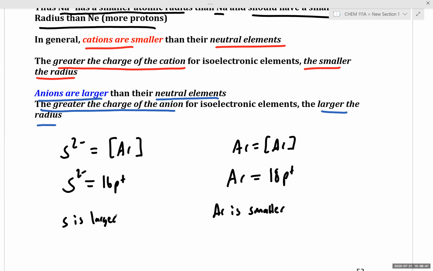Does this make sense to everyone? Yeah, so sulfur has a larger atomic radius because it has less protons. And S2 minus has a larger ionic radius, a larger radius overall than argon because S2 minus has less protons relative to its electrons. That's exactly right. Yep. Perfect.